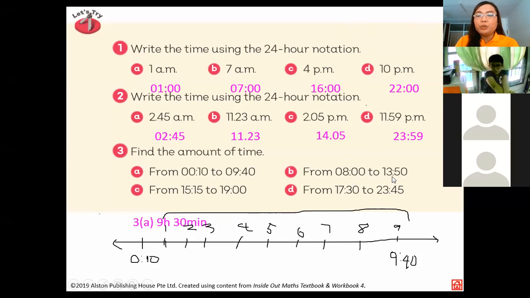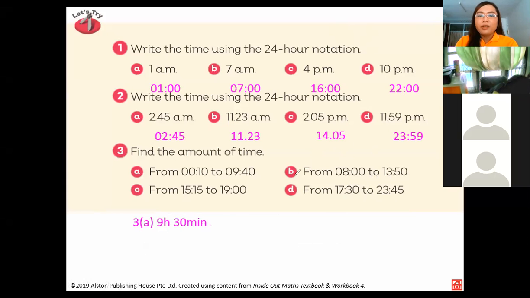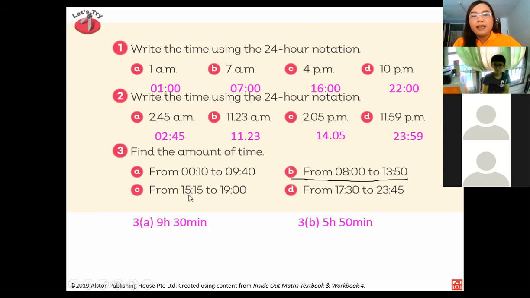From 8 to 13:50, what is the amount of time? Letter B. So we have 8 a.m. to 13:50. How many hours and minutes? 5 hours, 50 minutes. Very good, Pete. That's 5 hours and 50 minutes. Now let's proceed to letter C.